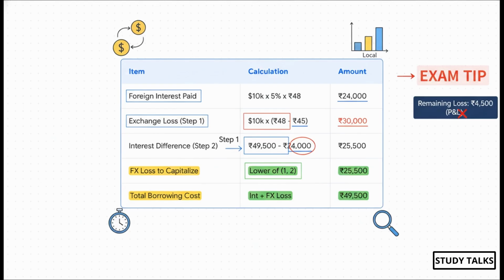Now for the big decision. We compare the actual loss, 30,000, with the interest difference, 25,500. We have to pick the lower of the two, which is 25,500. So the total borrowing cost we can capitalize is the actual interest of 24,000 plus this extra 25,500 from the exchange loss. That gives us a total of 49,500. The rest of the exchange loss, that extra 4,500, goes to the P&L under AS 11.